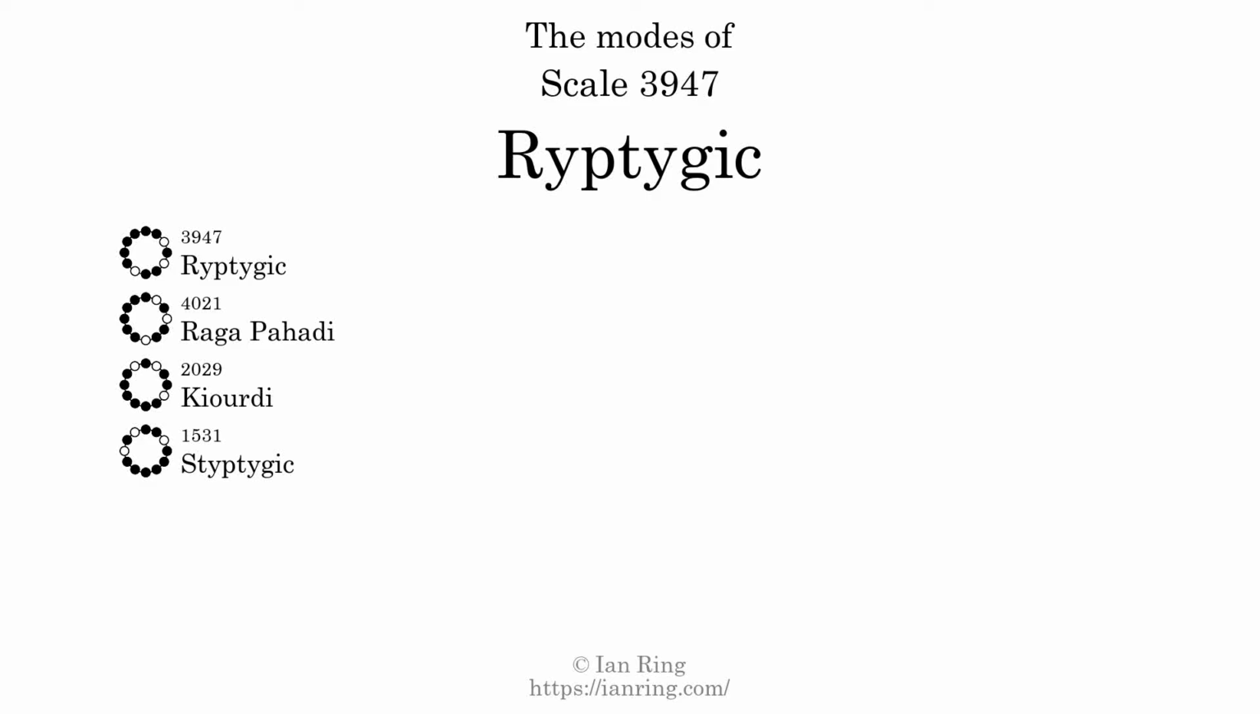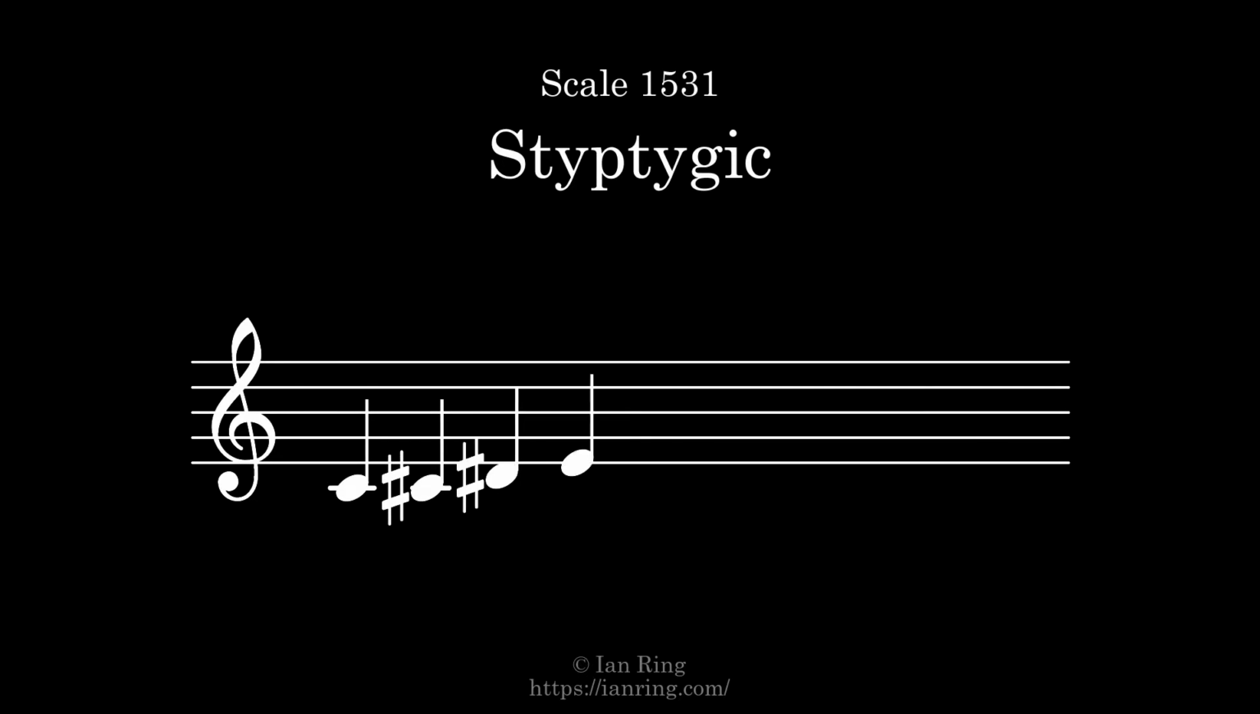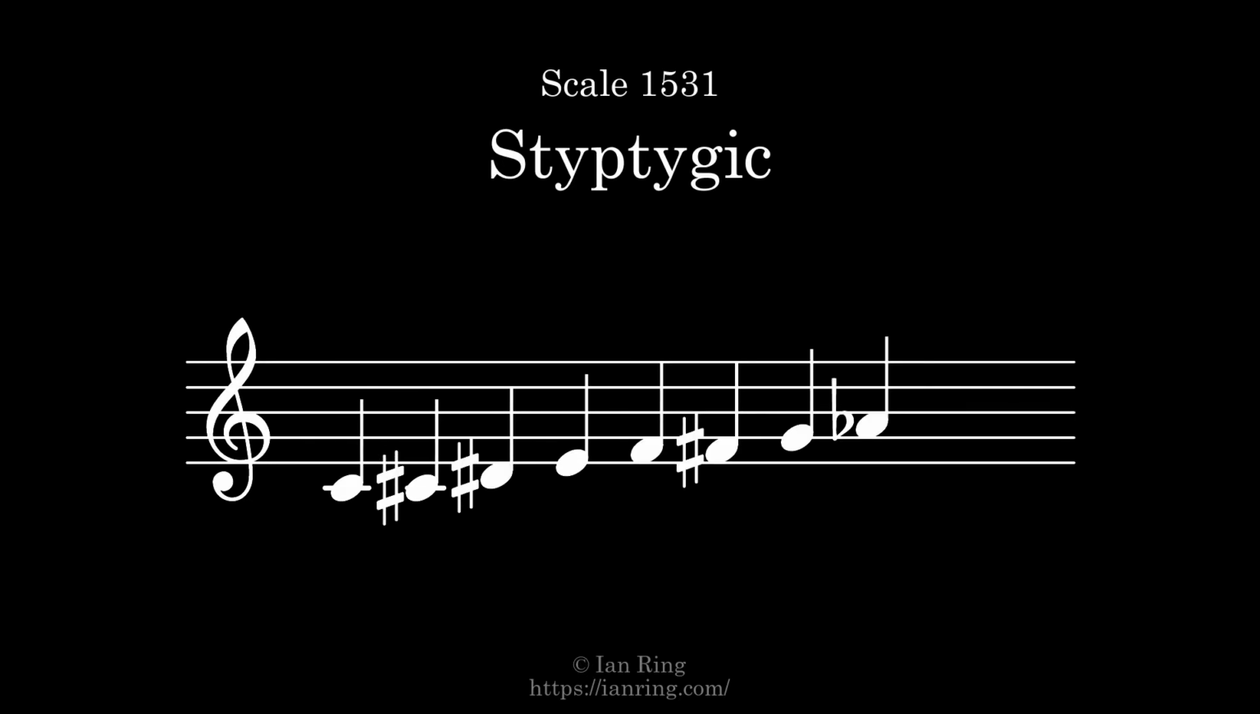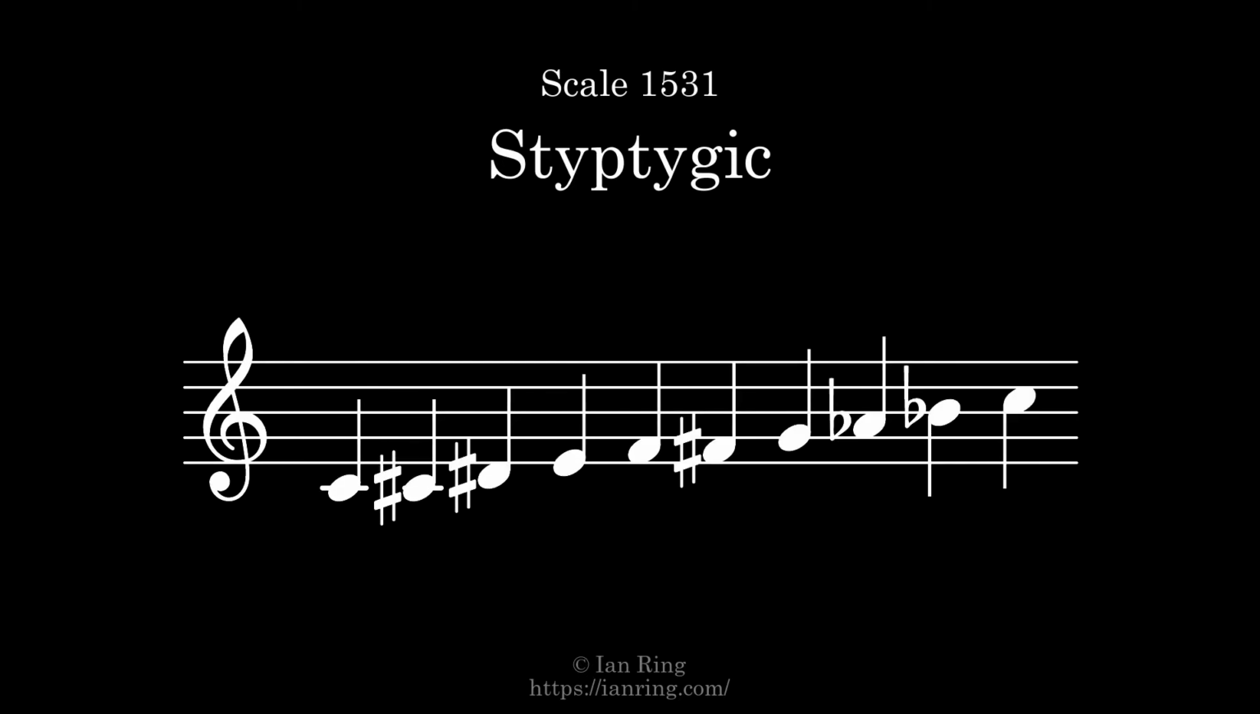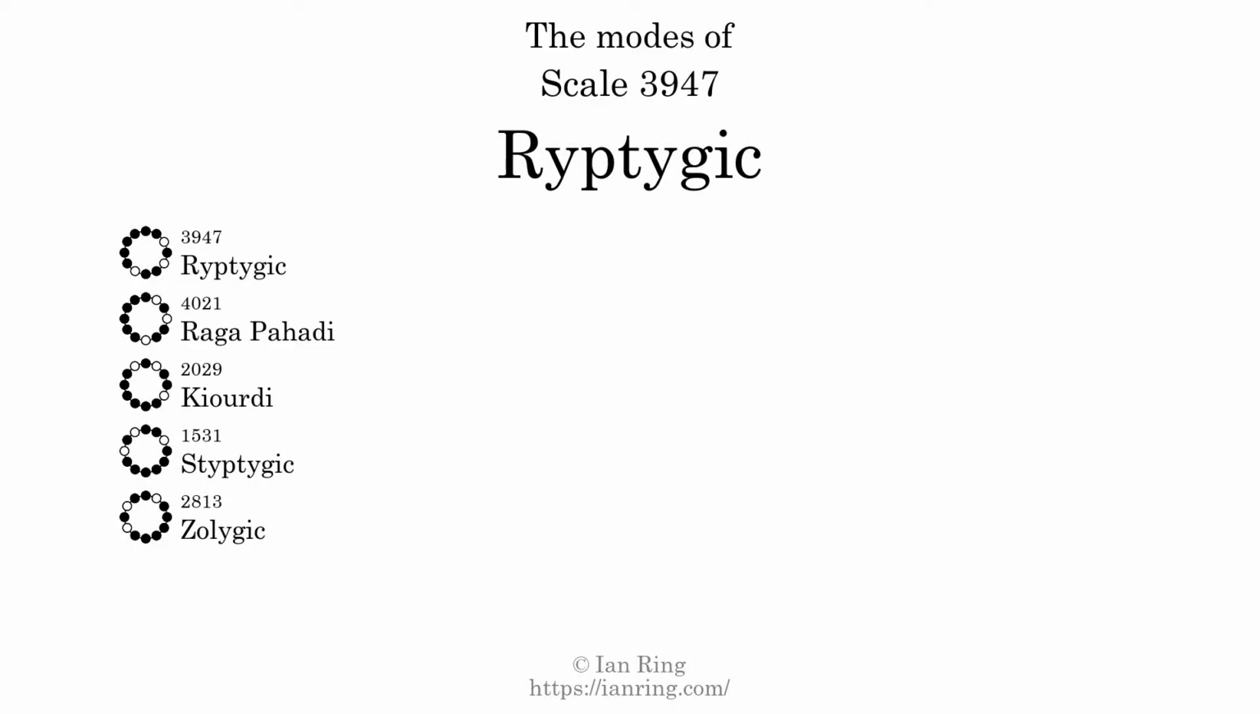The fourth mode is scale 1531, also known as Ryptygic. It sounds like this. The fifth mode is scale 2813, also known as Ryptygic. It sounds like this.